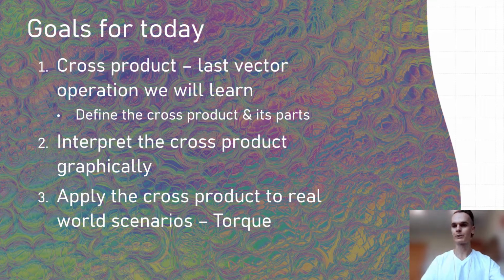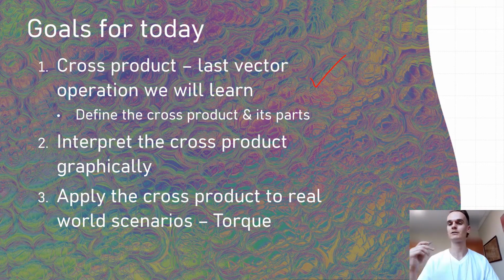Hello everyone. For today's video, we're going to be learning about our last vector operation of the semester. We're going to be learning about the cross product. Now the cross product is different from the vector operations that we've used previously. So the vector operations that we've done previously are vector addition as well as the dot product. So we're going to be talking about the cross product today, which is a completely different vector operation.